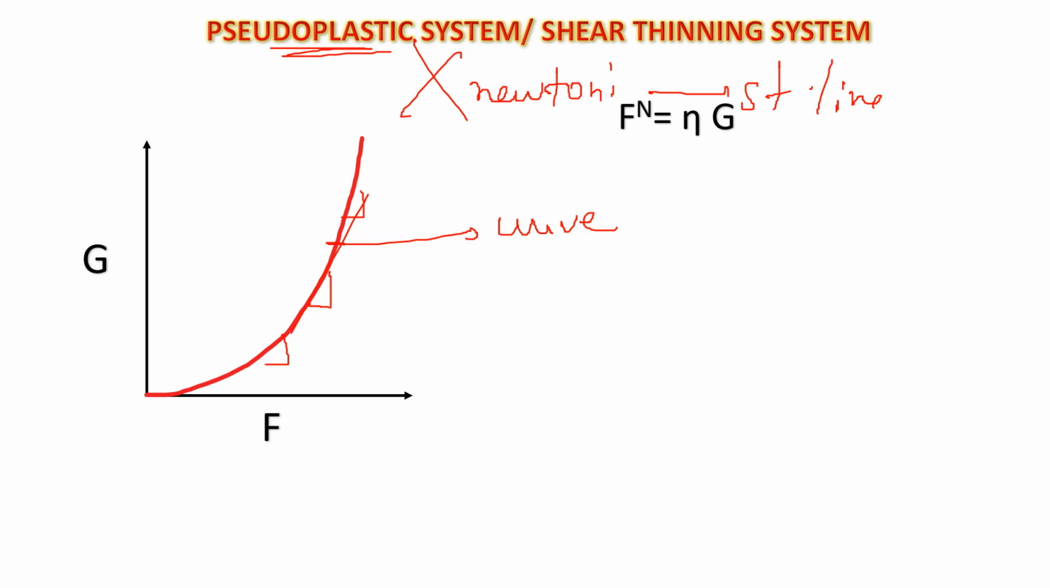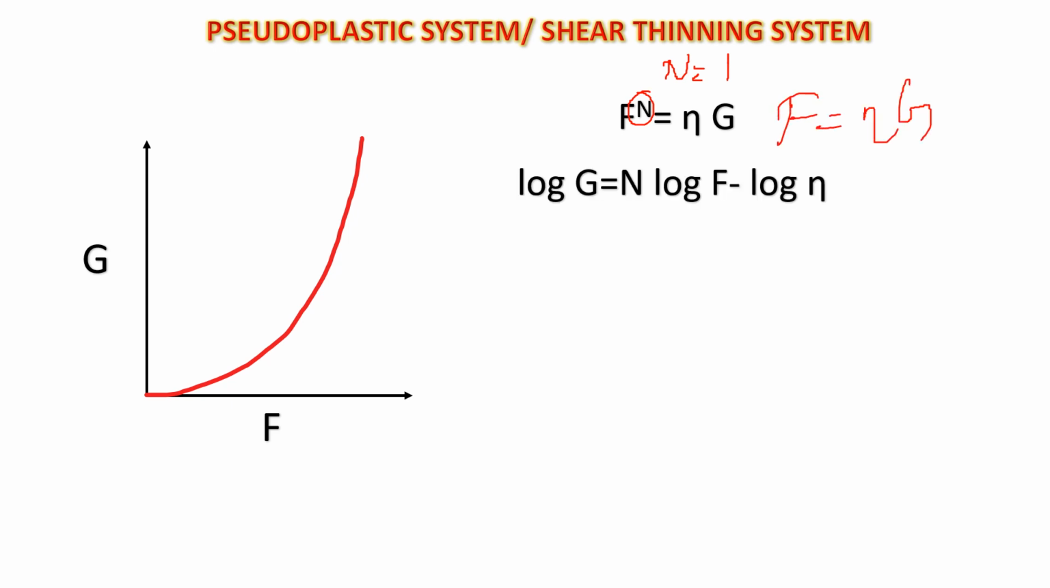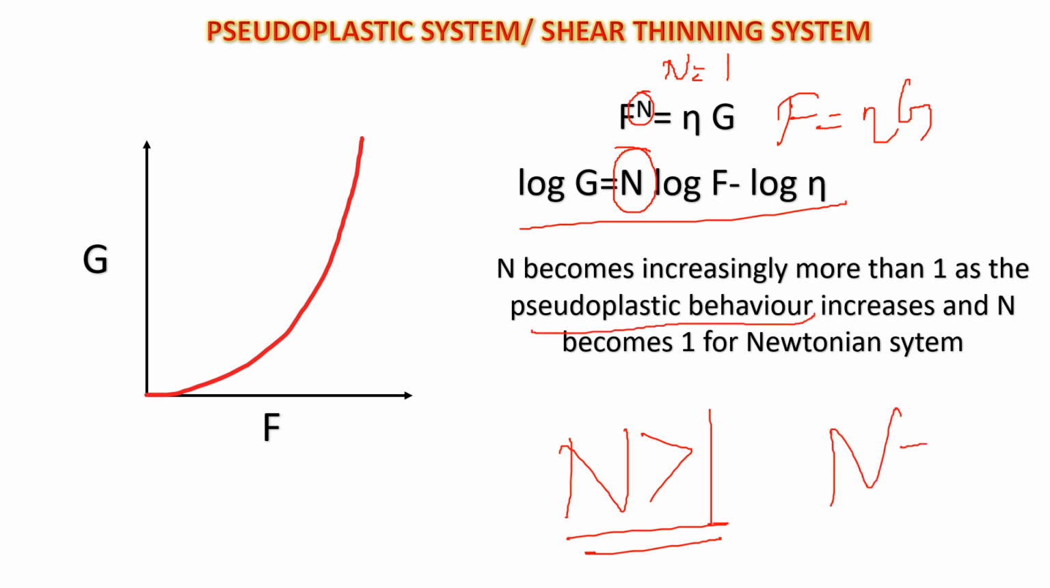But here the difference is of one thing. For a Newtonian system, this was 1, right? N is equal to 1 because we used to write the formula of this. But now for here, we get some formula like this. When you convert into logarithmic form, you get a formula like this. And N becomes more than 1 for pseudoplastic behavior. N is equal to 1 for a Newtonian system. But for a pseudoplastic system, N becomes greater than 1. Yes or no? So that is the only difference.